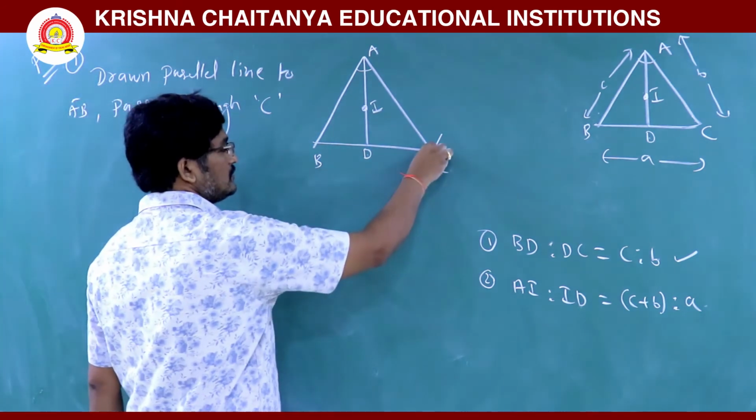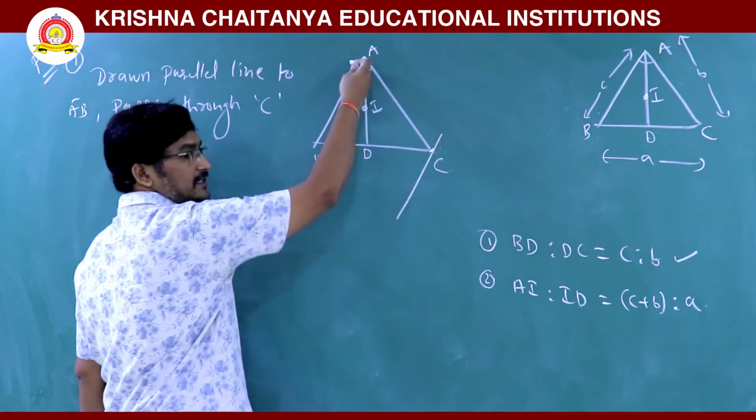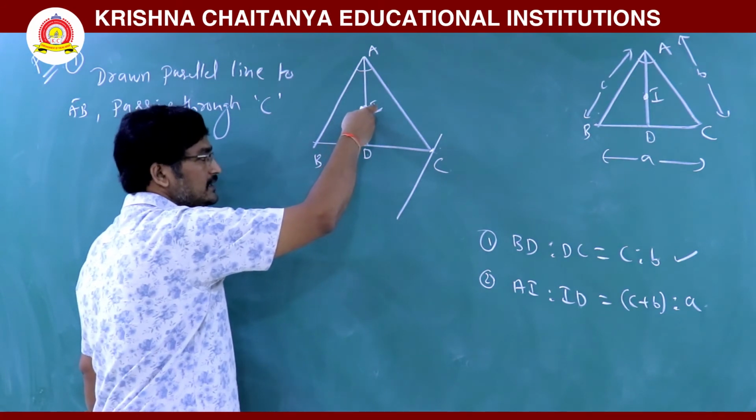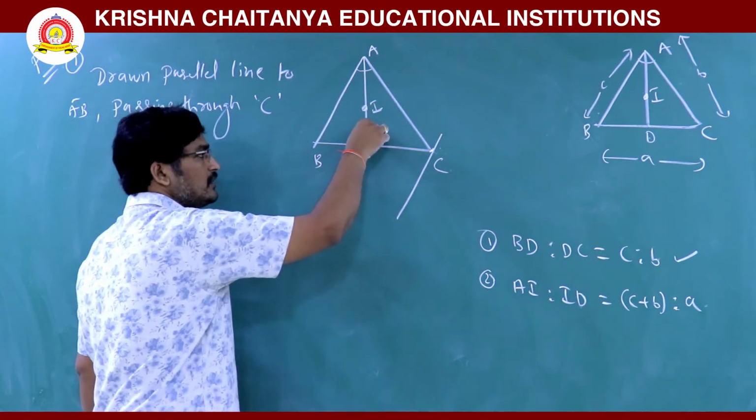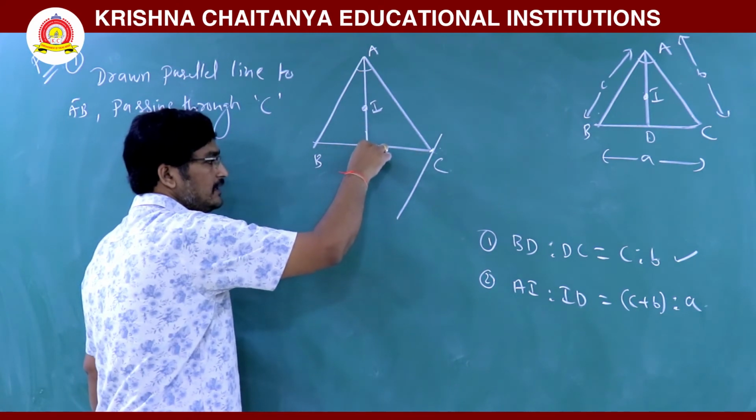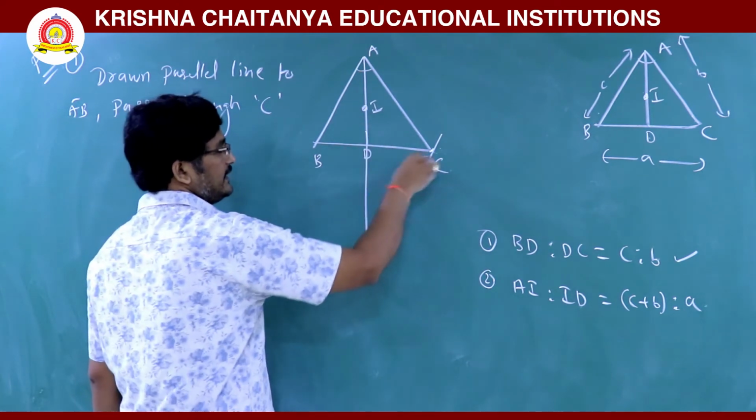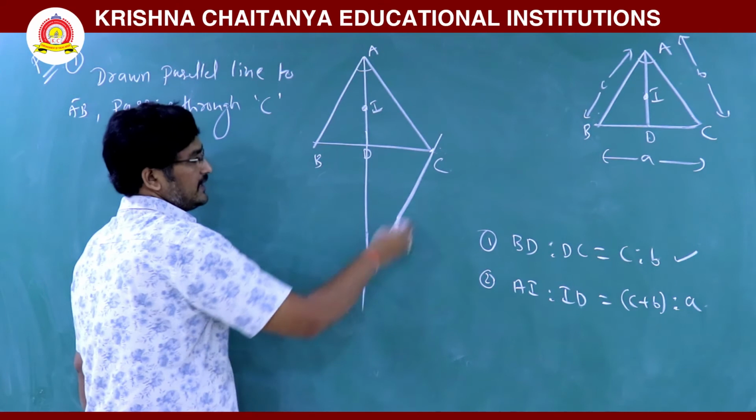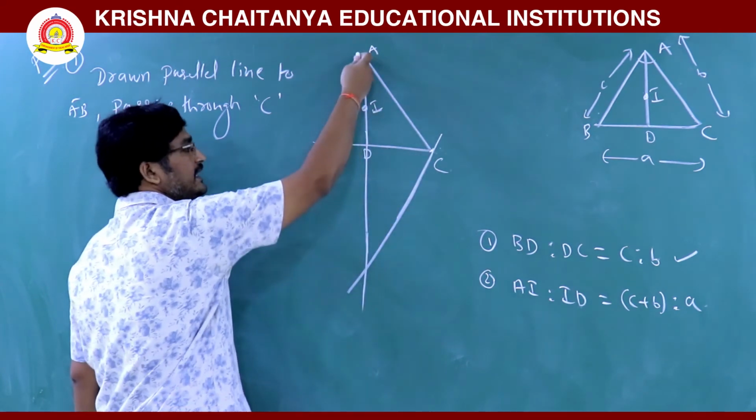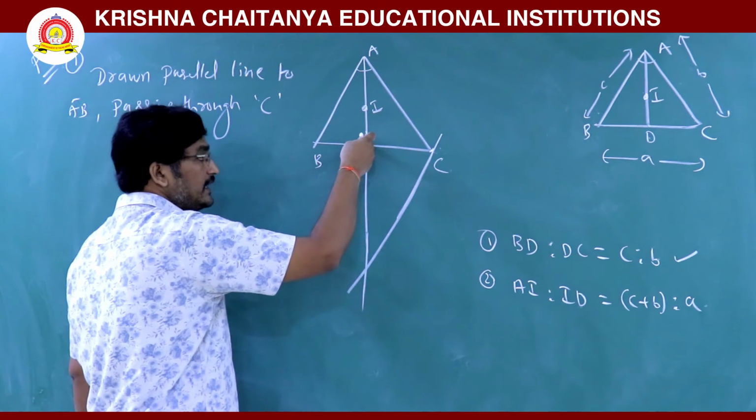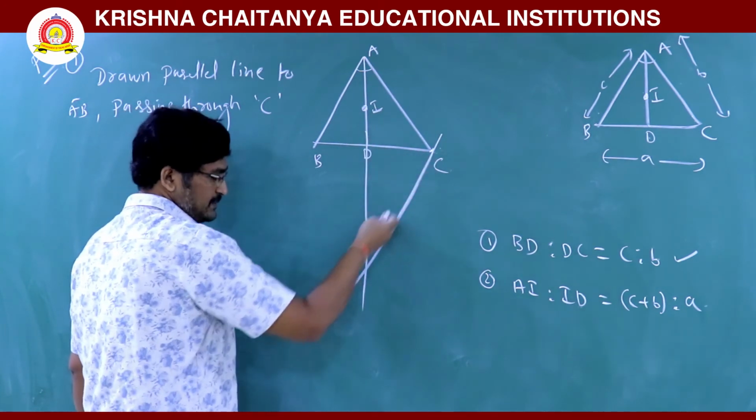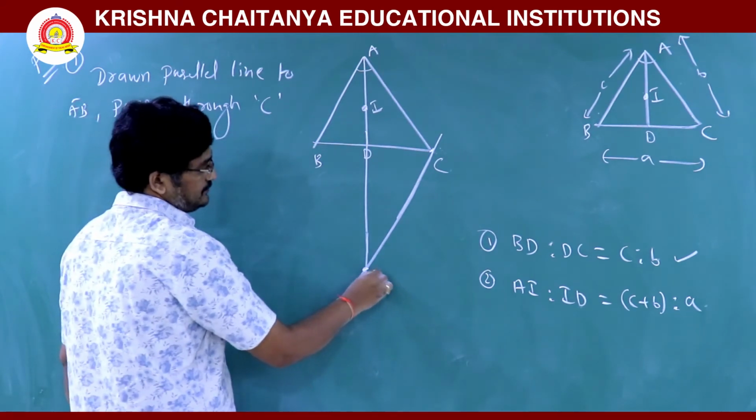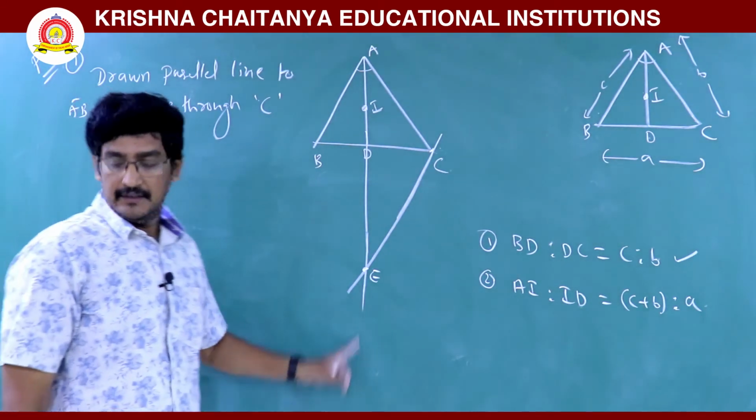Now you have to extend this angular bisector line AD until it meets this parallel line. This is the line parallel to AB. I am extending the angular bisector AD until it meets this parallel line somewhere. I am taking this point as E.